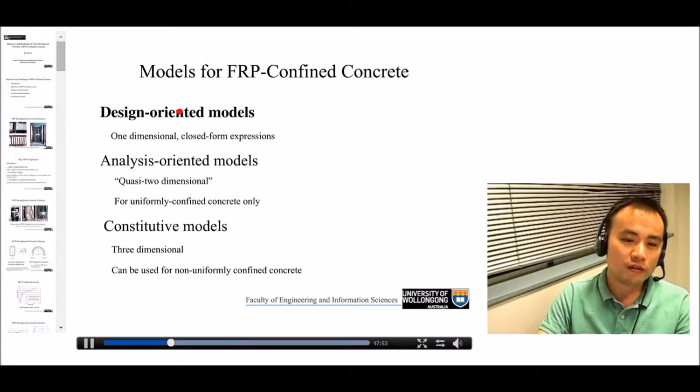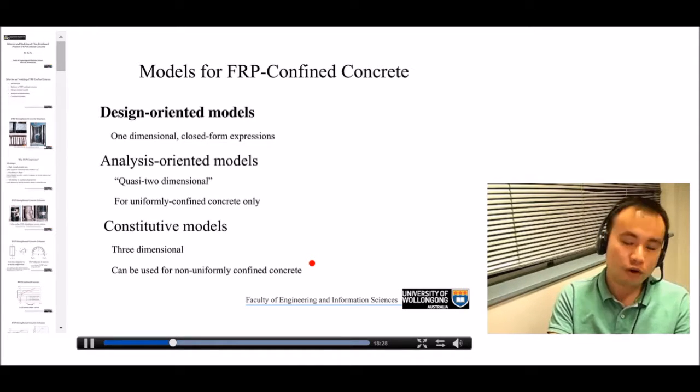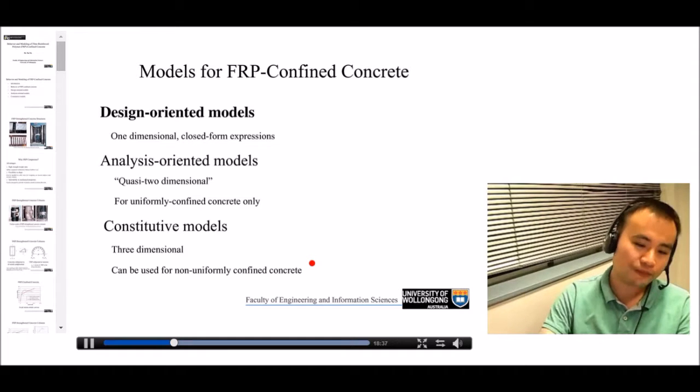So for this kind of model, they are generally developed based on regression analysis of experimental data, and they are expressed in closed-form equations. Whether such models are reliable or accurate depends on whether the form of expressions you choose can represent the shape of the curve. That's the first thing. The second thing is whether your test base is large enough. And thirdly, whether the parameters you choose in the equations can represent the behavior of the concrete. These are the key issues we need to consider when we develop such design models.